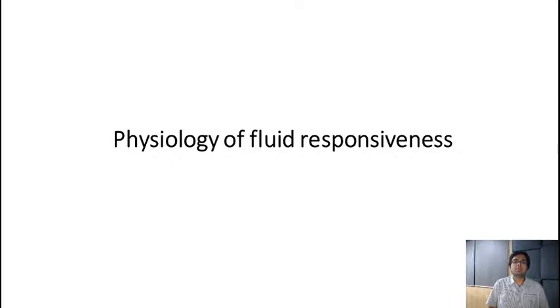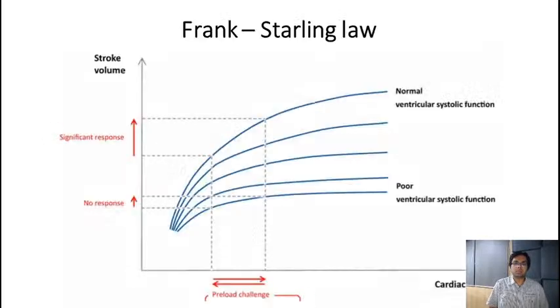So first of all, coming to the physiology of fluid responsiveness. According to the Frank-Starling law, it is seen that as the cardiac preload increases, we have increase in the stroke volume. So what is the mechanism behind this? As the cardiac preload increases, it leads to increase in left ventricular end diastolic volume. So the increase in left ventricular end diastolic volume leads to stretching of the myocardial fibers. As the myocardial fibers get stretched, more and more actin and myosin filaments get engaged, and it leads to a stronger contraction from the cardiac muscle, which leads to increase in stroke volume.